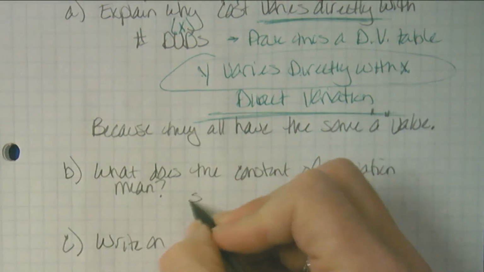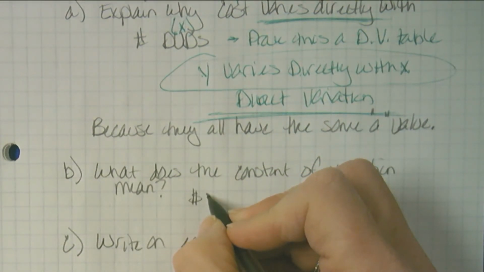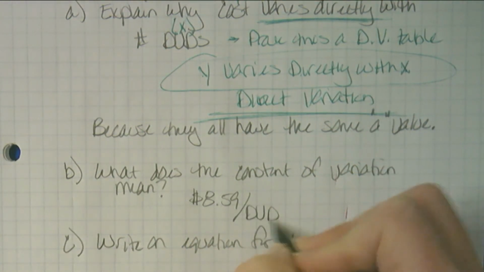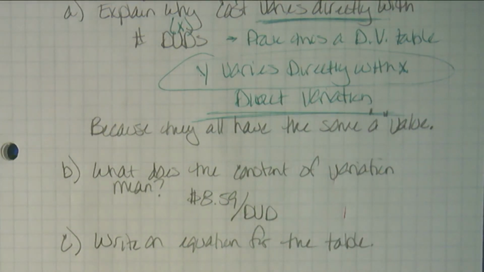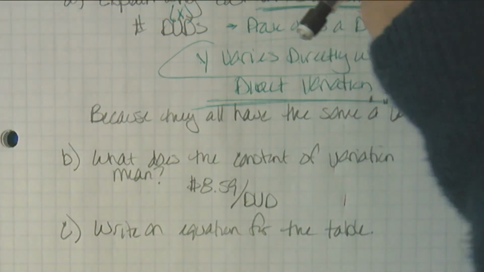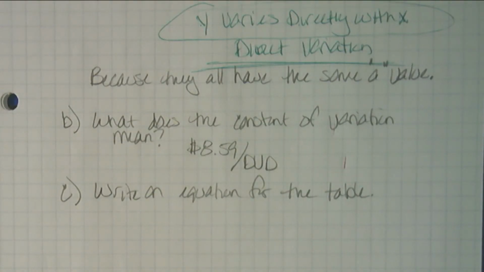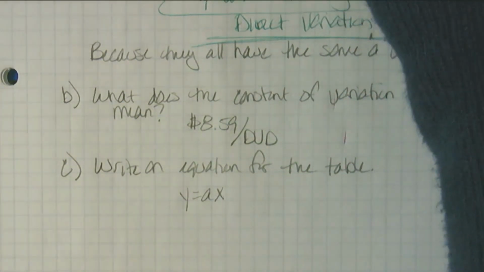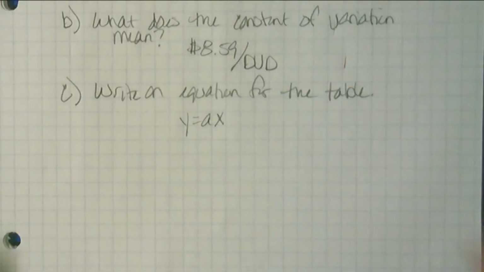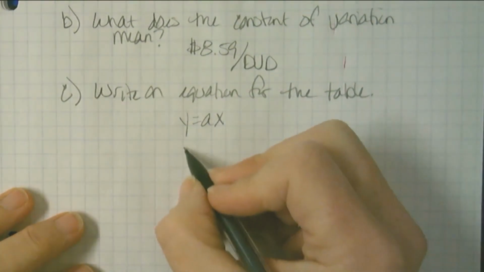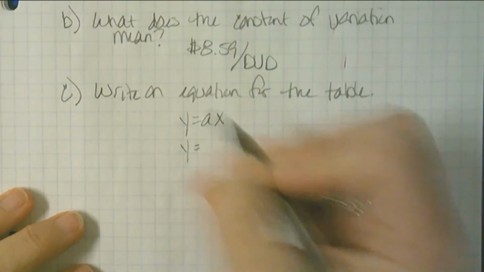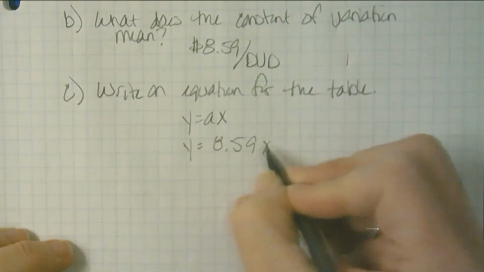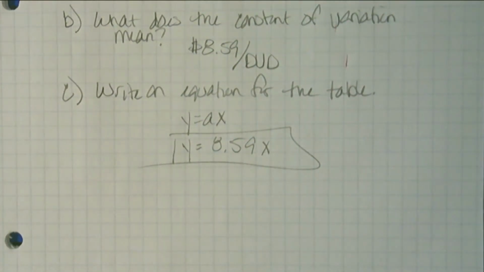Maya? Yeah, it means it's $8.59 per DVD. So that's what that means. The cost for the DVD is all the same, and they're all $8.59. All right, so somebody write my equation for me. Natalie? Write my equation. Excellent. Y equals 8.59x. How many of you guys are cool with tables?